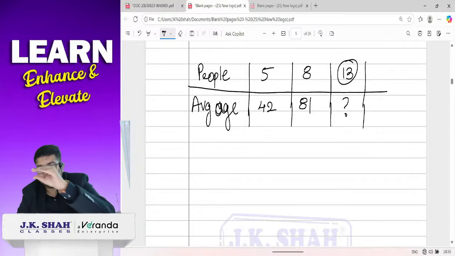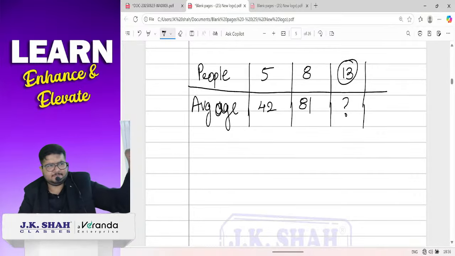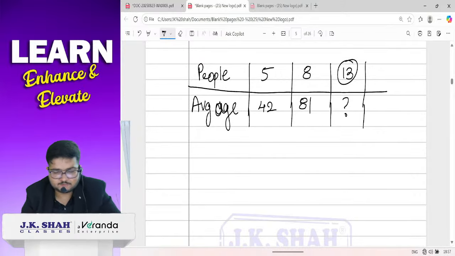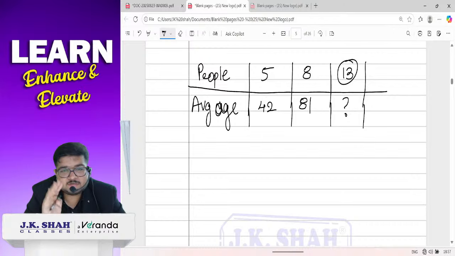That means I need the total of all 13 people's age divided by 13. So I am going to find the average. I am going to find the total age of all 13 people. How can I find the average of all 13 people, sir?